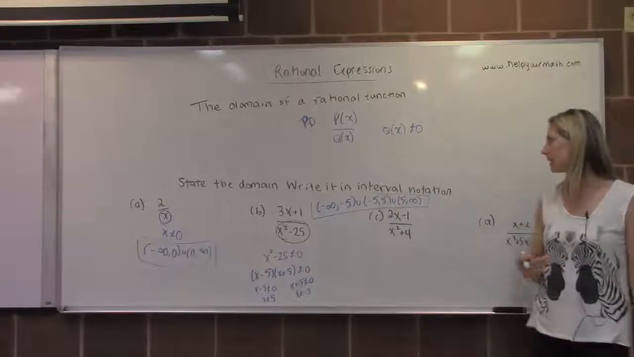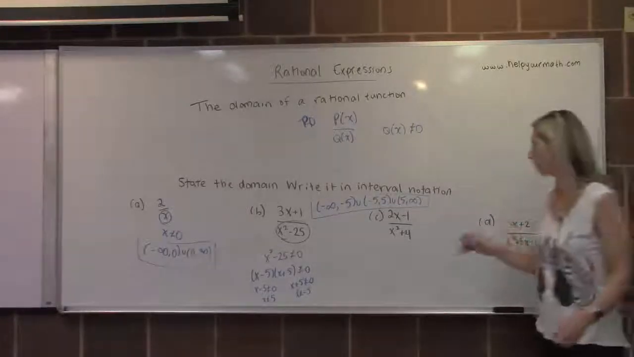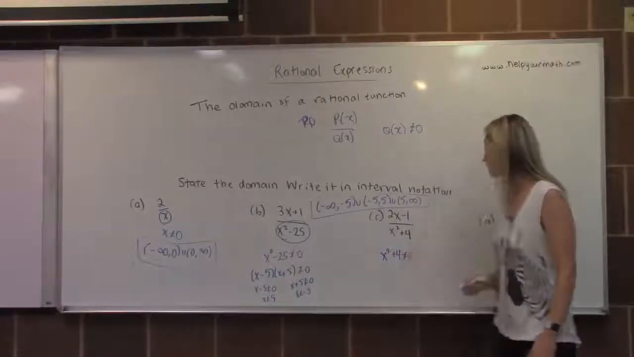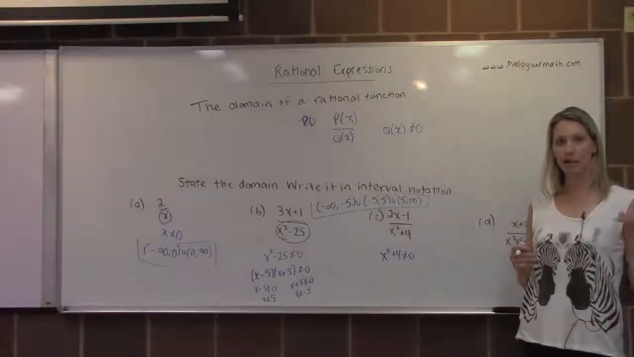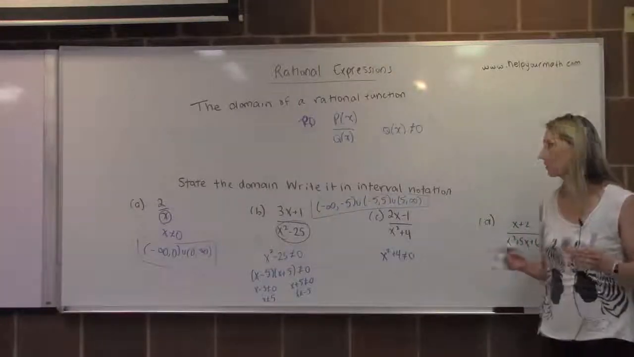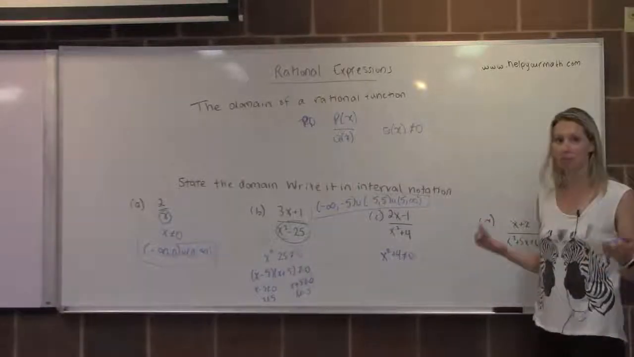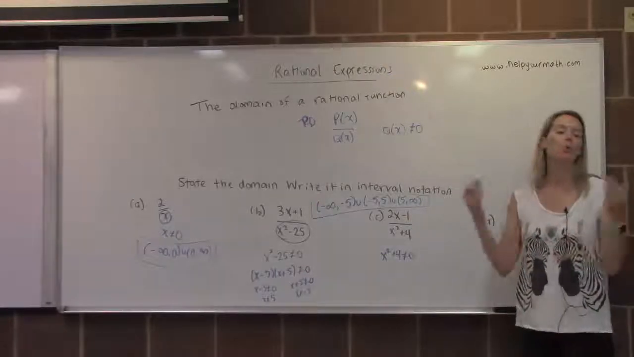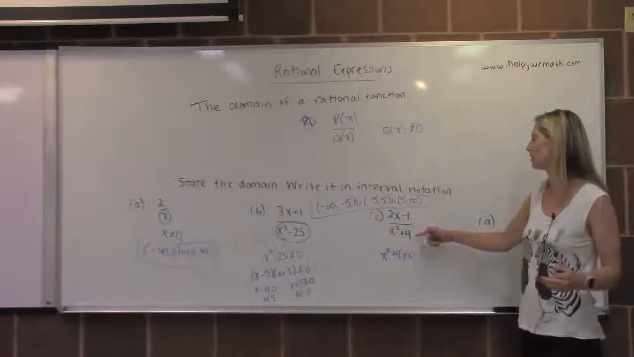For letter C, what's not allowed? x squared plus 4 cannot equal 0. We want to see what values for x are going to create a 0 there. Well, x squared plus 4 actually isn't factorable. It's the sum of squares. In fact, it's never going to equal 0. It's never going to be smaller than 4 itself. So we don't have any restrictions because we never have to worry about the denominator being 0.